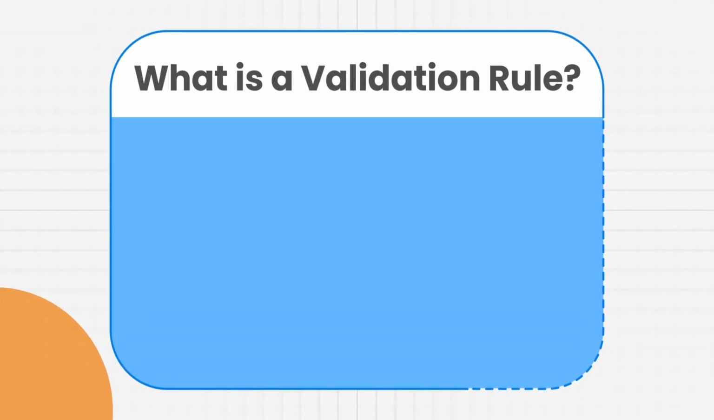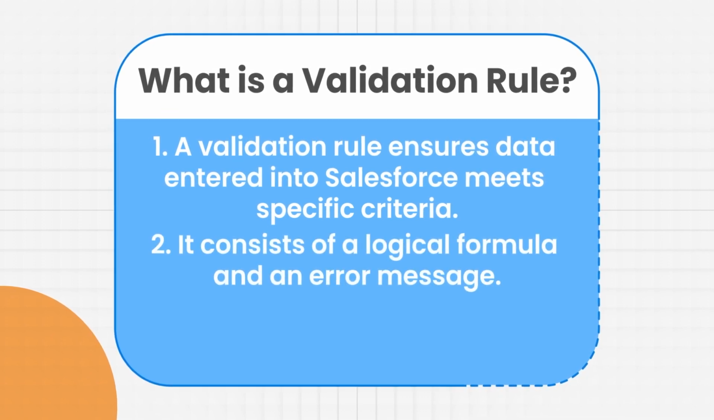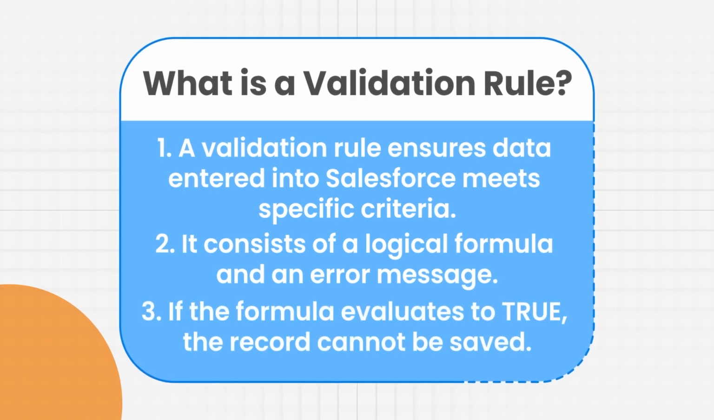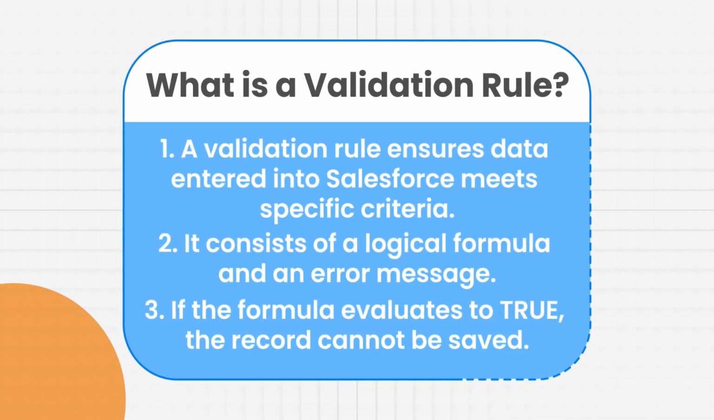What is a validation rule? Validation rules are used to prevent users from saving incorrect or incomplete data. They contain a formula that returns true when the rule should fire, and a custom error message appears when the condition is met. Let's look at a practical example you can follow along with.